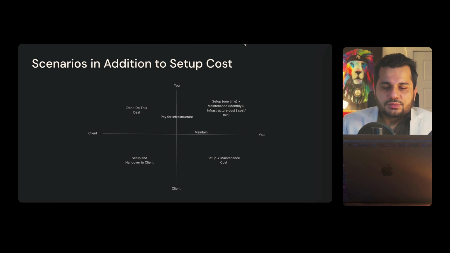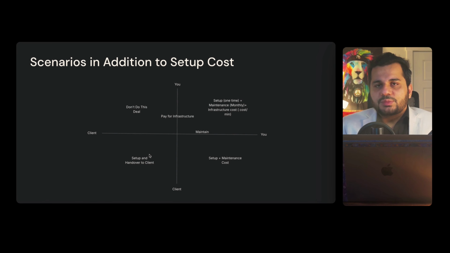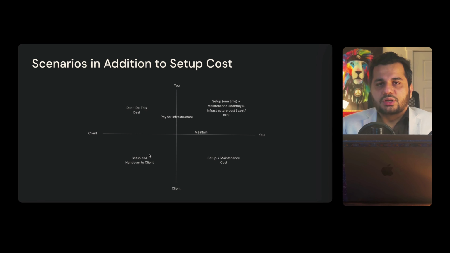In the third case, your client is paying for infrastructure and your client is maintaining the end solution. This is one of the cases of custom built solutions. Now you set up everything and transfer it to the client's team. They will maintain it and they will be covering the cost. So you just give it, and the rest will be handled by the client itself.